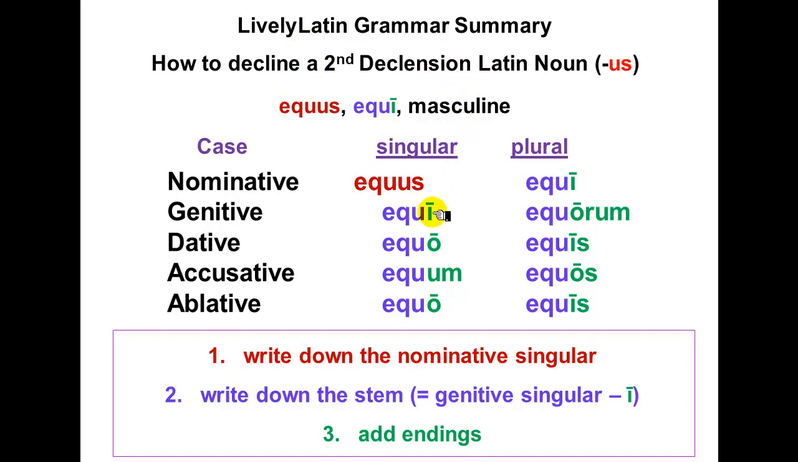And second declension masculine nouns all have these same endings. Equus, equi, equo, equum, equo, equi, equorum, equis, equos, equis. Here's a sample translation. Horse is the subject, of or for the horse, to or for the horse, horse as an object, by or with the horse. Horses as the subject, of or for the horses, to or for the horses, horses as an object, by or with the horses. This is a second declension masculine noun.